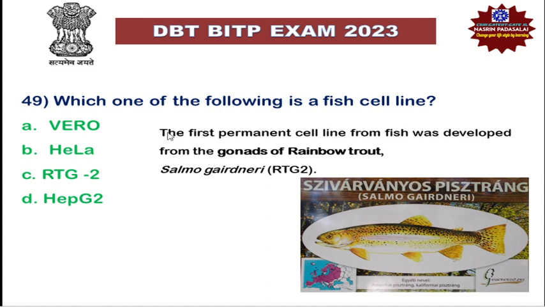Which of the following is a fish cell line? The first permanent cell line was isolated from a fish. It was derived from the gonads of rainbow trout. RT designates rainbow trout and G is for gonad, a part of the scientific name. The correct answer is RTG-2.